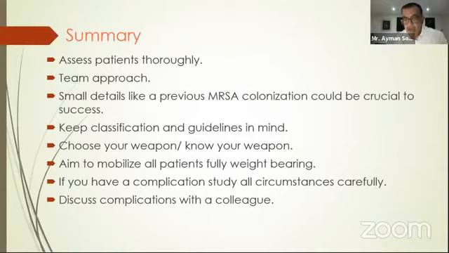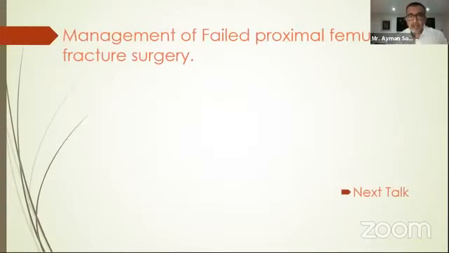If you have a complication, you have to study it. Sit down and see what happened here. Is it mechanical failure? Is it failure of biology? What type of non-union is that? What really happened here? You need to sit down and discuss that to the depths. You should have a friend to discuss these things with. If you have a complication, don't keep it to yourself. You need to discuss with somebody. Revision surgery is not easy.